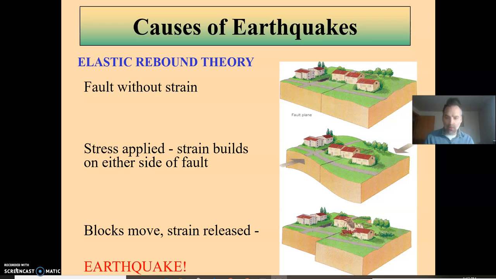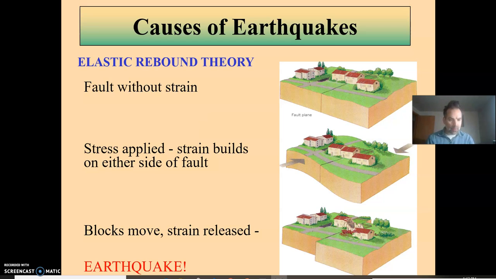We were talking about earthquakes, and I believe we left off on this slide. It's called the causes of earthquakes, and we were talking about the elastic rebound theory. I went through each of these little block diagrams here. I'll review. First of all, we were talking about basically stress and strain.